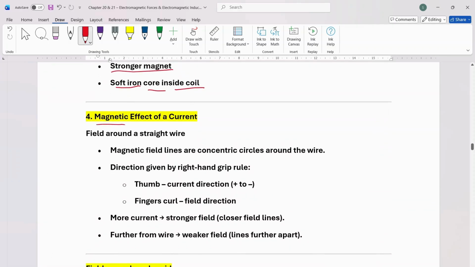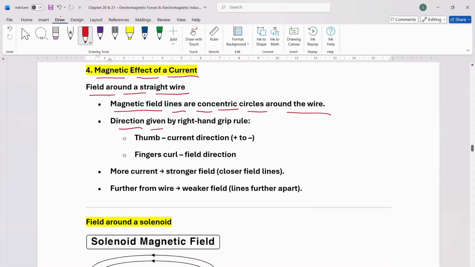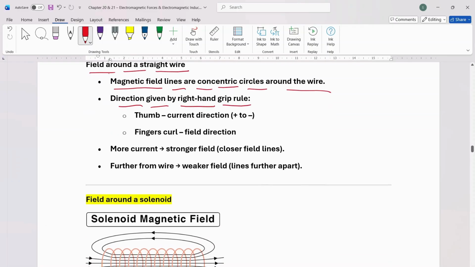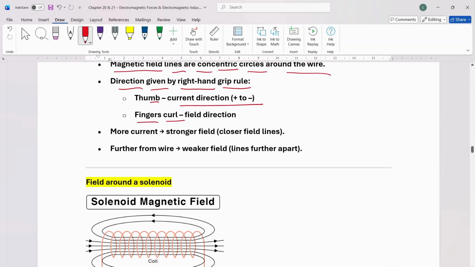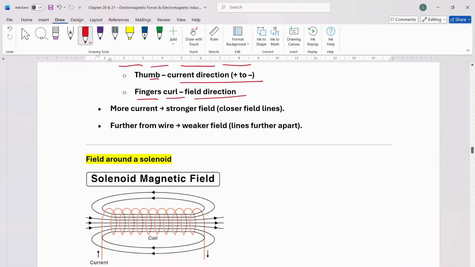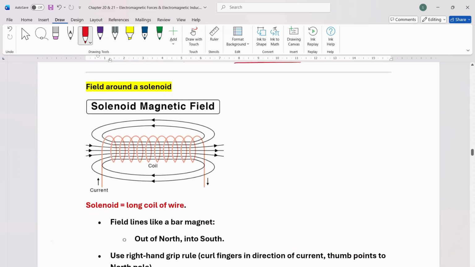Now next we have the magnetic effect of a current. Field around a straight wire. Magnetic field lines are concentric circles around the wire. Direction is given by the right hand grip rule. Thumb is the current direction, positive to negative. Fingers are the curls, the field direction. More current, stronger field, closer field lines. Further from the wire, weaker field, lines farther apart.